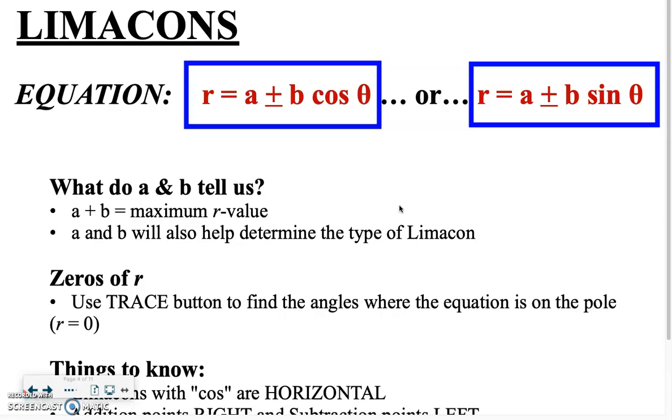I thought I heard someone say adding. Maybe not. Maybe sometimes I hear what I want to hear. But again, yes, we have addition and subtraction in place here. Yesterday with rose curves, it was all about multiplication. So again, those are the big differences.